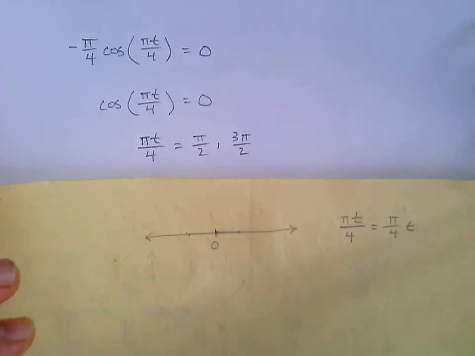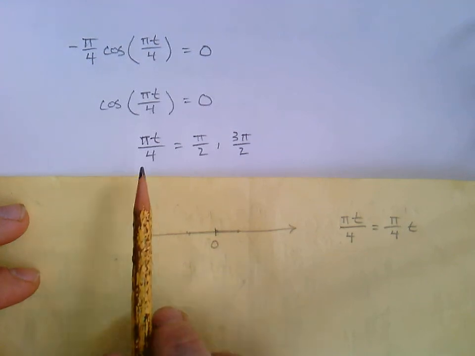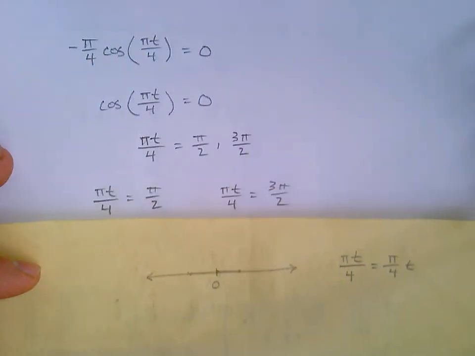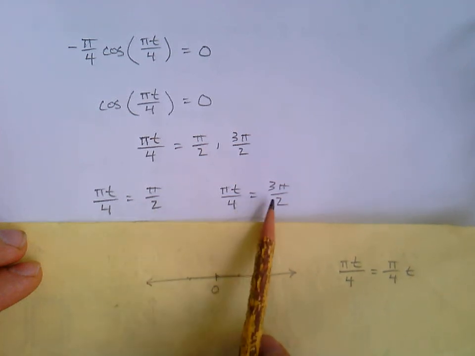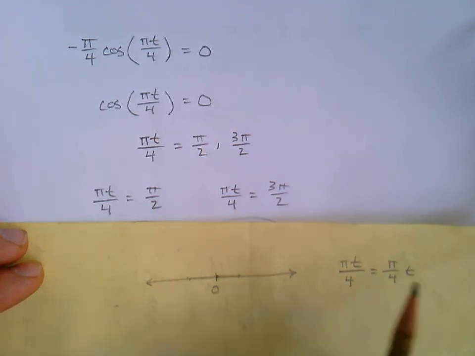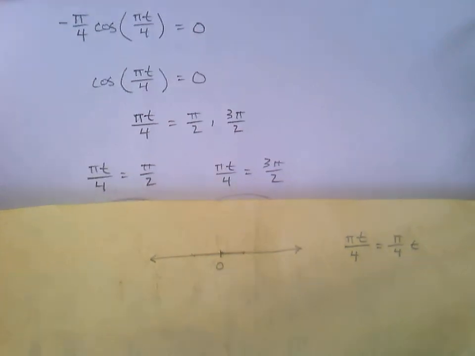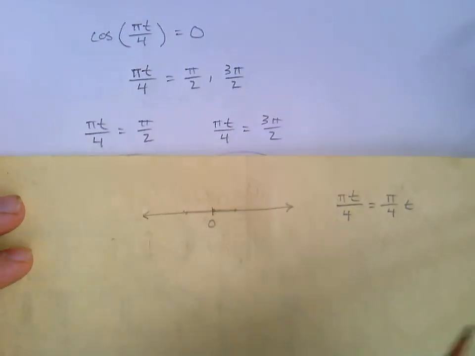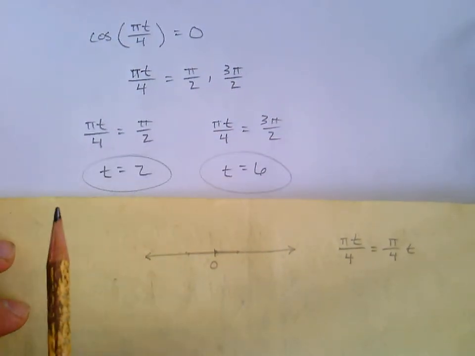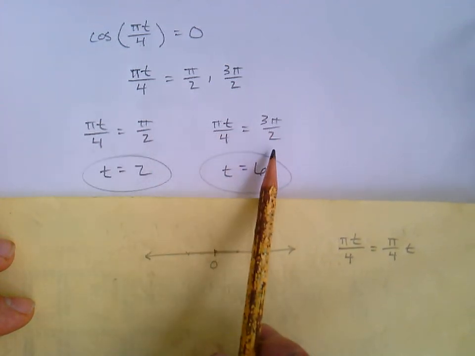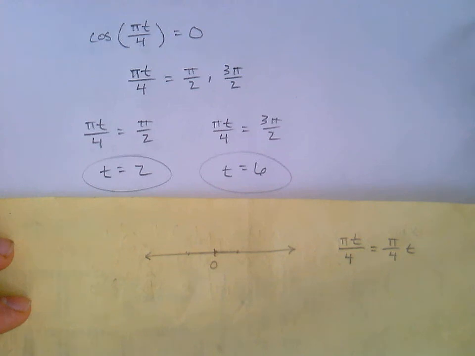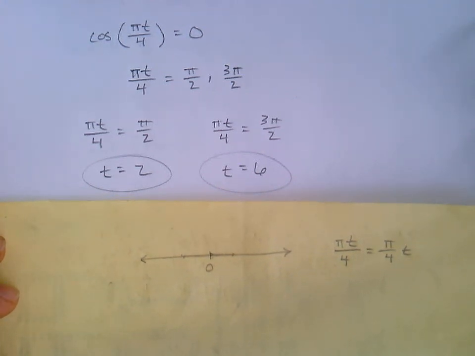We might need more. We'll see what happens. Okay, so let's set up two equations here. Pi t over 4 equals pi over 2. Pi t over 4 equals 3 pi over 2. And solve these both for t. And we get these answers, right? Multiplying by 2, dividing by pi. Same idea. We get t equals 2 and t equals 6.